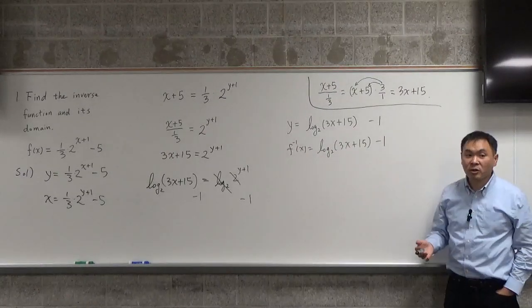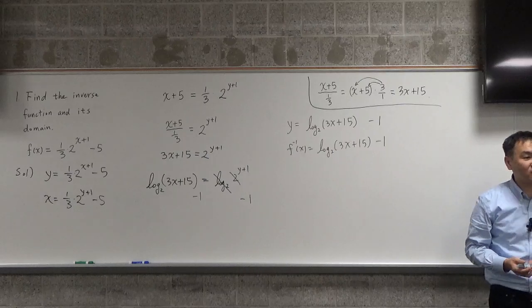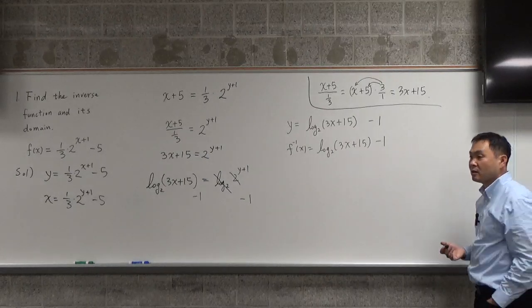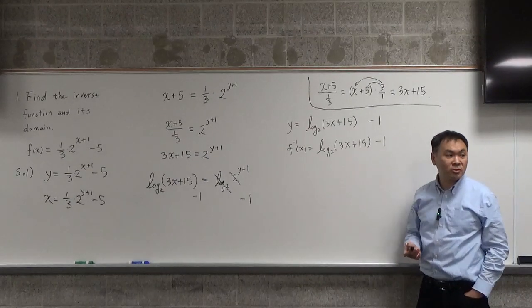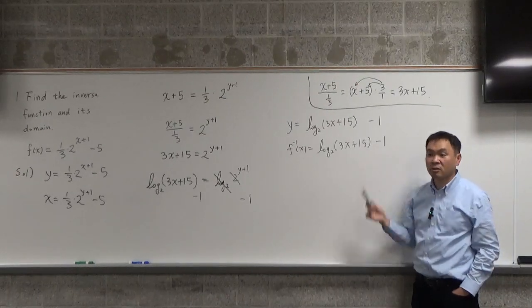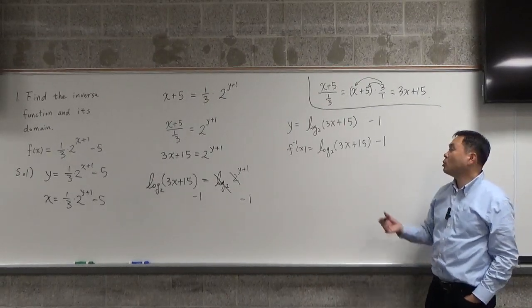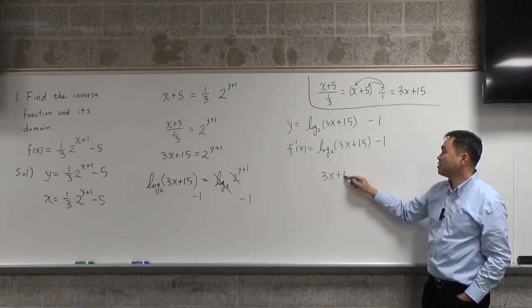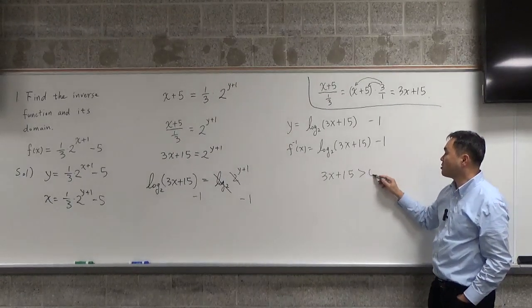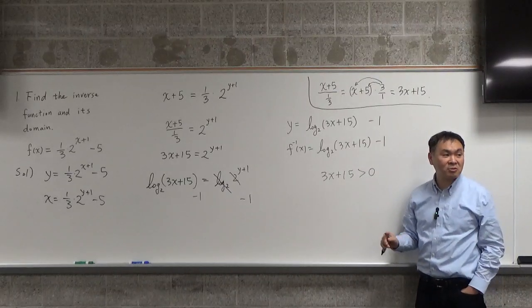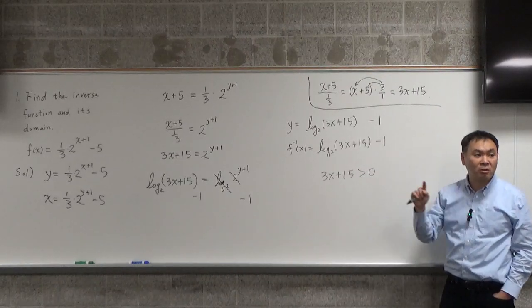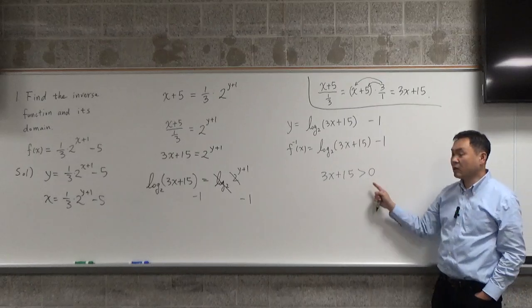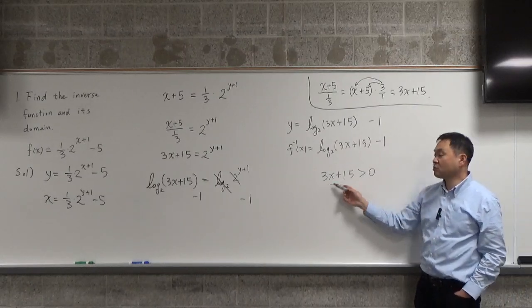But then if you read the question, you're supposed to find the domain as well. How do you find the domain? What's the procedure for finding the domain when you see a log? Whatever is inside the log, you want this to be greater than 0, because logarithmic functions cannot have 0 as an input, nor negatives in the input. So it has to be positive. And you just solve this.